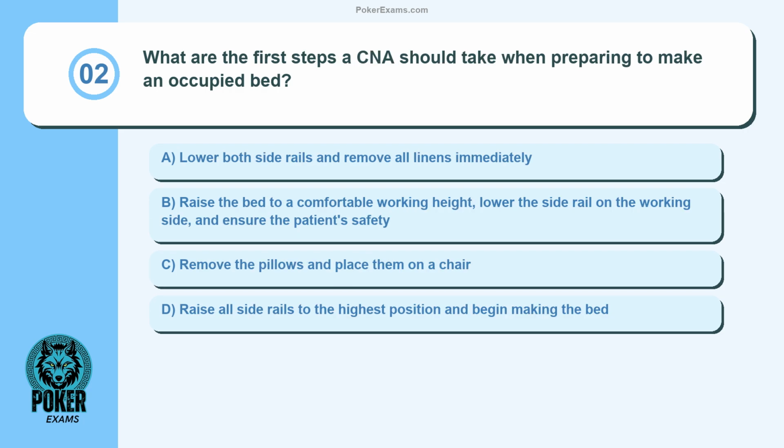Question 2. What are the first steps a CNA should take when preparing to make an occupied bed? Lower both side rails and remove all linens immediately. Raise the bed to a comfortable working height, lower the side rail on the working side, and ensure the patient's safety. Remove the pillows and place them on a chair. Raise all side rails to the highest position and begin making the bed.